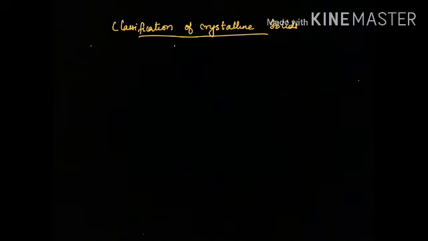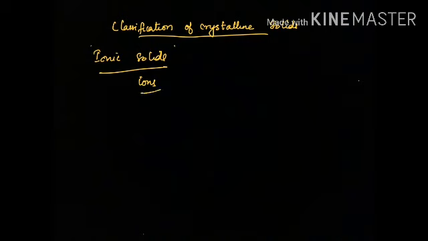So we have discussed the molecular solids. The next type of solids that we are going to study is the ionic solids. The second type of crystalline solids is the ionic solids. As the name indicates, ions are the constituent particles present in ionic solids. These solids are formed by the three-dimensional arrangement of cations and anions.